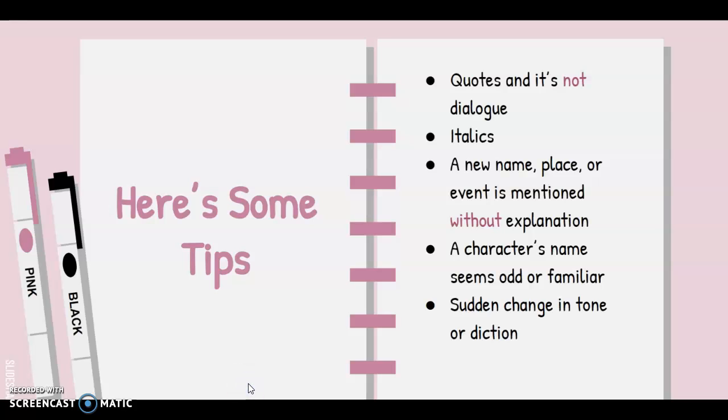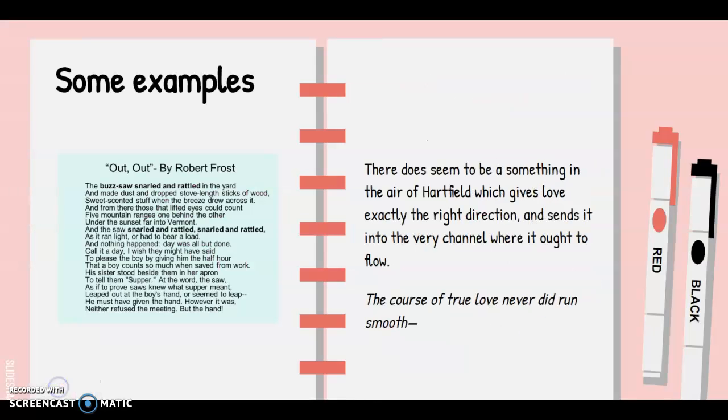Also, if an author or a character or a speaker suddenly changes tone or diction, that's a good sign that it could be an allusion, because that change in tone or diction might show that they're quoting or citing someone else. So let's look at a few examples of how you might be able to recognize allusions, even if you don't get the reference. So, here's one to start.